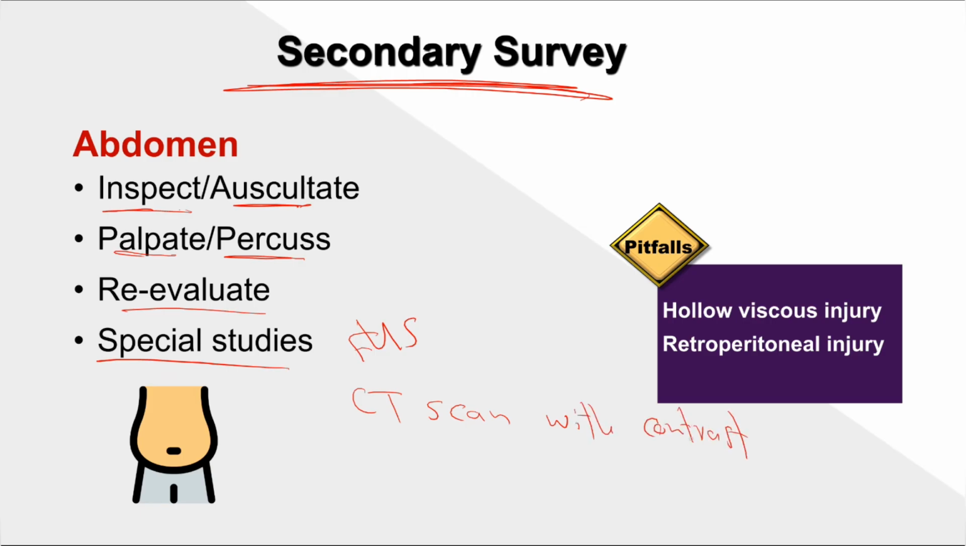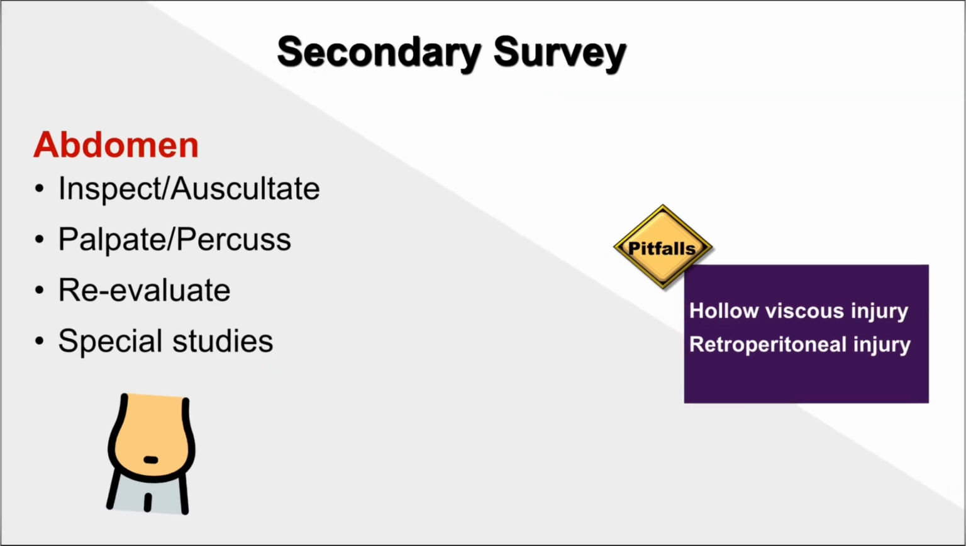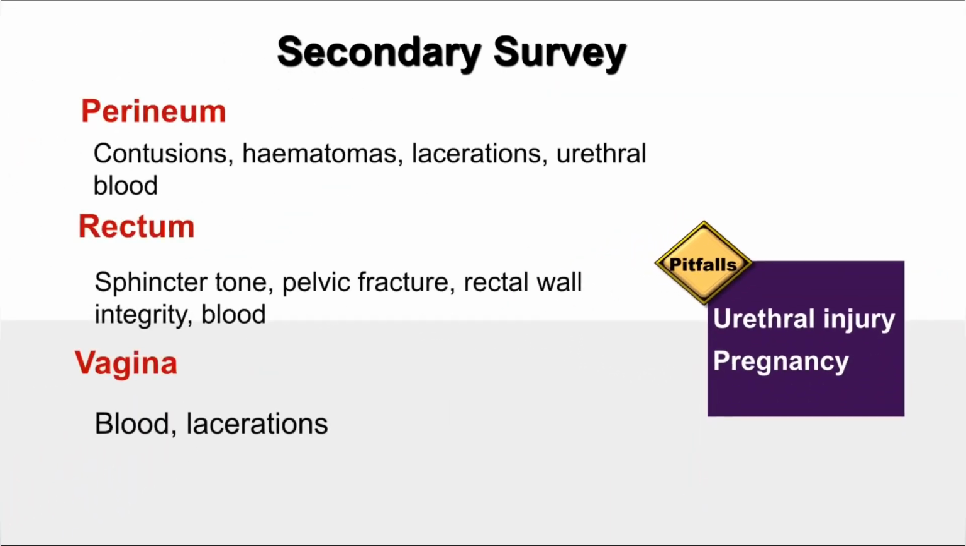There are some difficulties in examining hollow viscus injury. So there might be, for example, a duodenal injury that can only be detected by endoscopy, by OGD. Retroperitoneal injury is difficult to examine by ultrasound. You have to consider this as well.